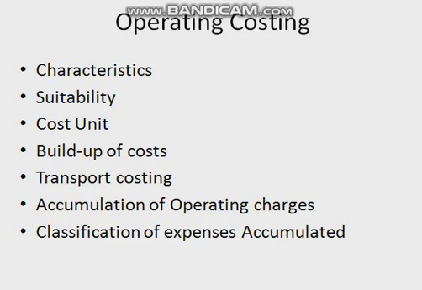And then classification of the accumulated expenses is done. It is divided into two parts: fixed charges and variable charges. Fixed charges are license fee, insurance, road tax, garage rent, salary of the supervisor, office staff, director's fees. They are fixed, they don't change. Interest on capital, wages of the driver, conductor, cleaner, if they all are paid on a time basis, on a period basis, are also fixed charges.